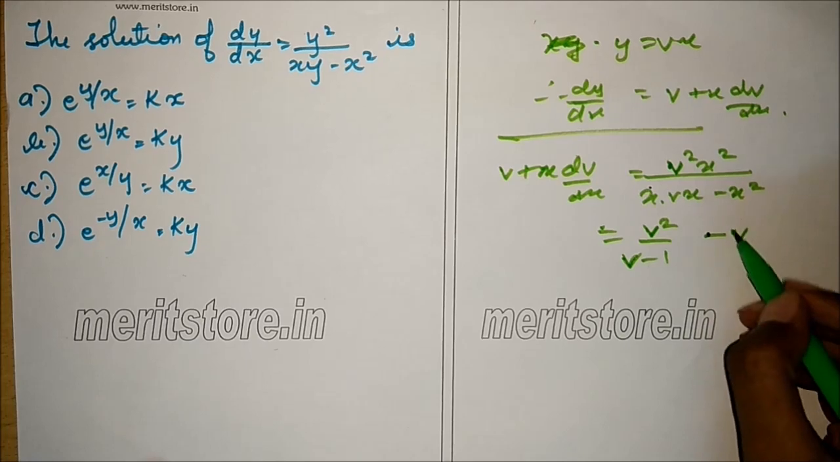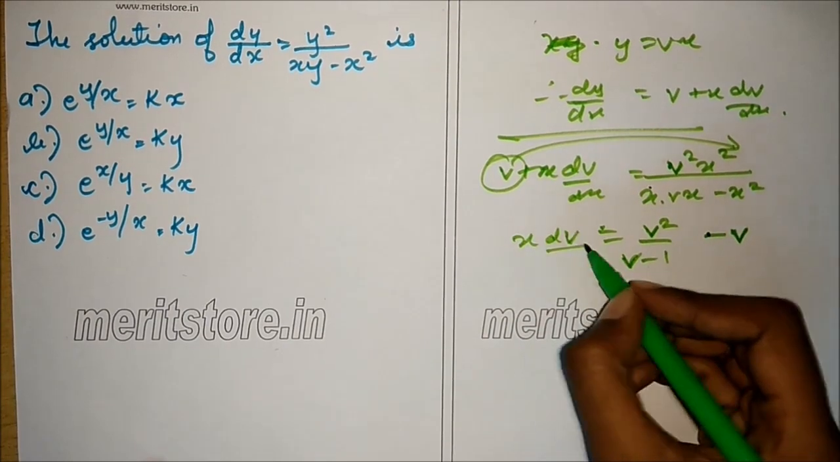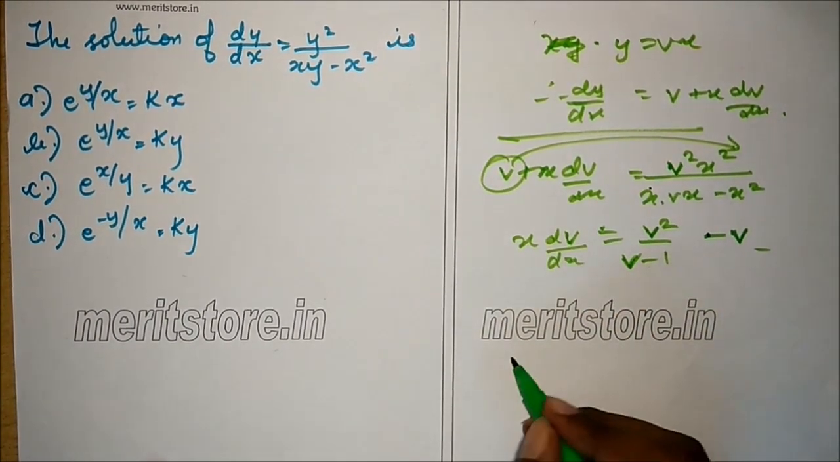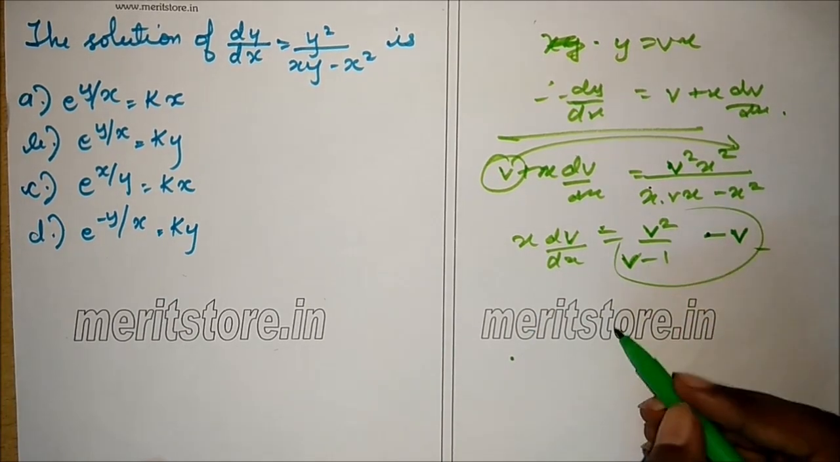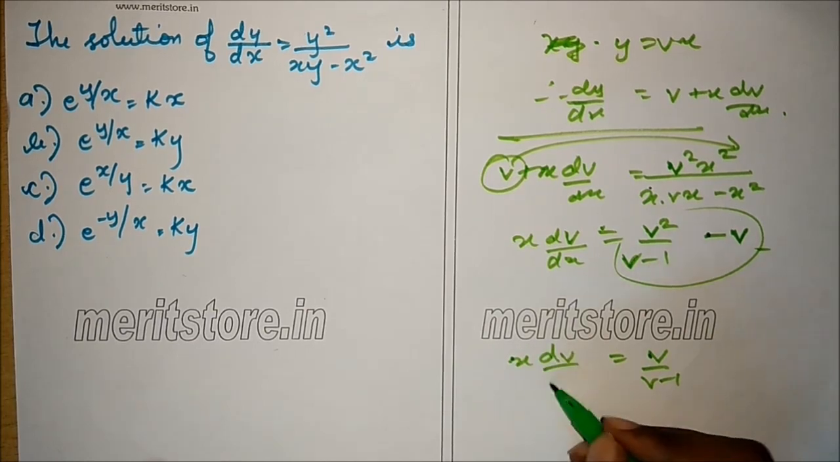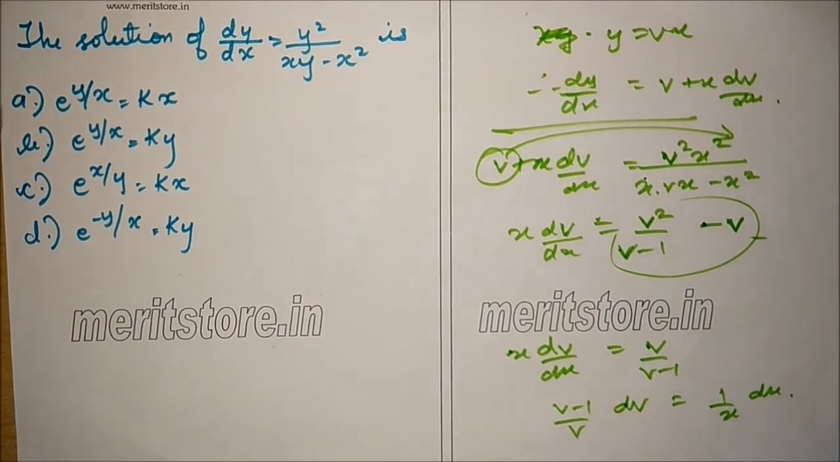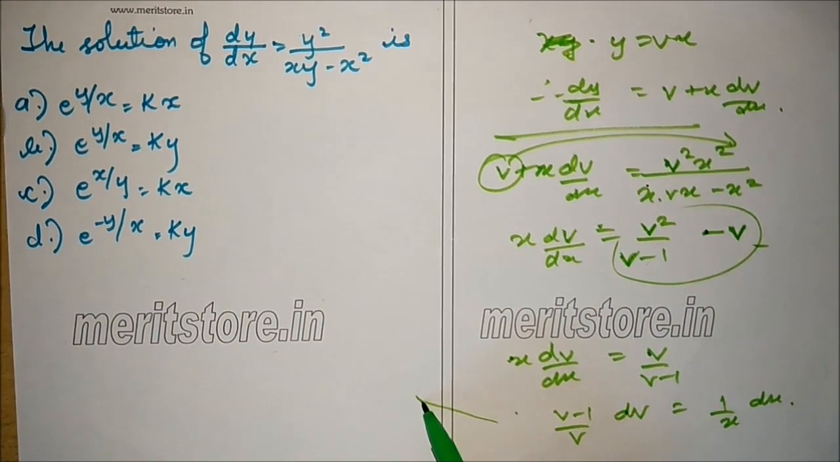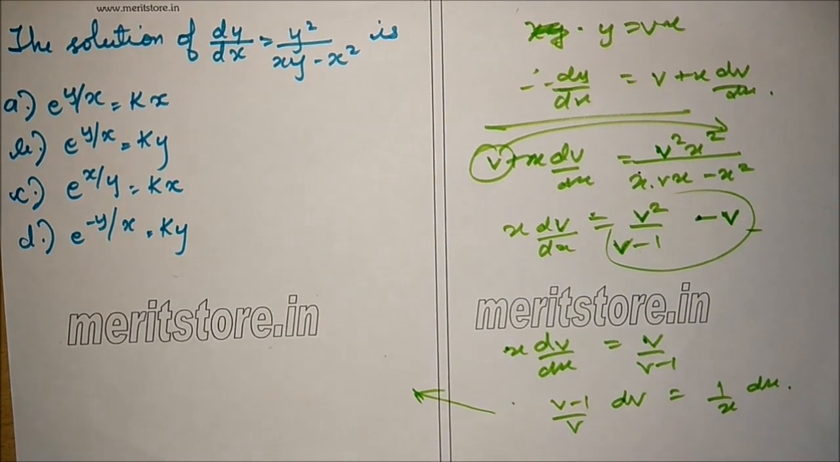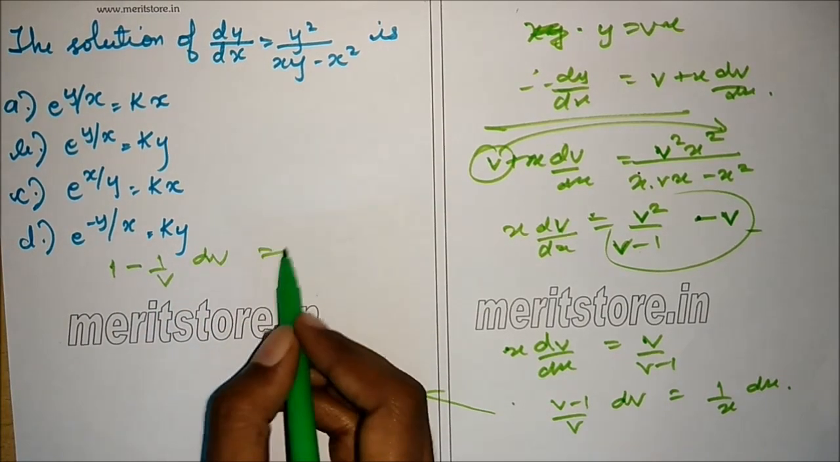Bringing this term to RHS, we bring this term v to RHS. So this will be x dv by dx equals this term. So this term is v upon v minus 1. So separating x and v terms, we get v minus 1 upon v dv is equal to 1 by x dx. So that is equal to 1 minus 1 by v dv is equal to 1 by x dx.